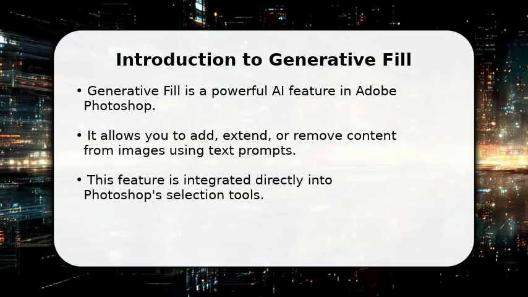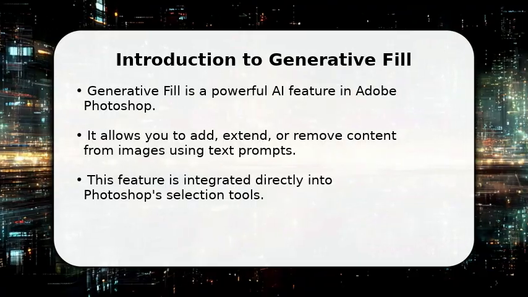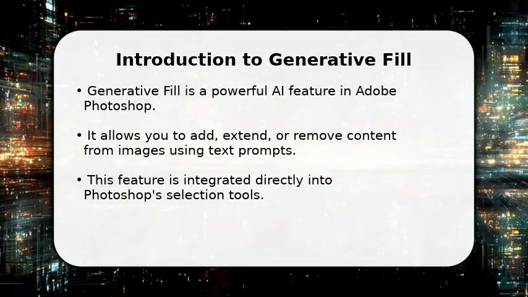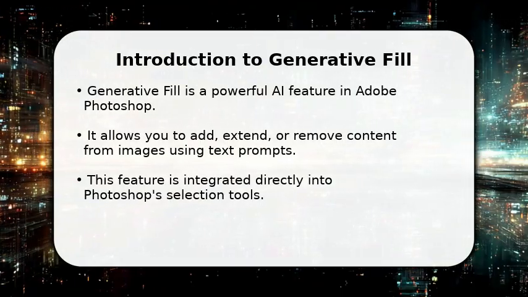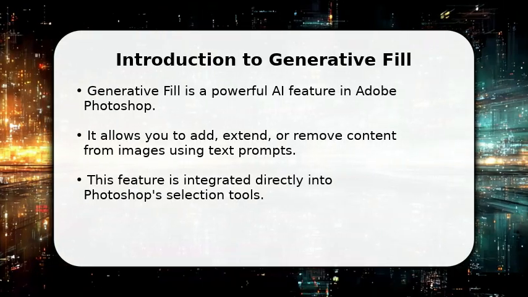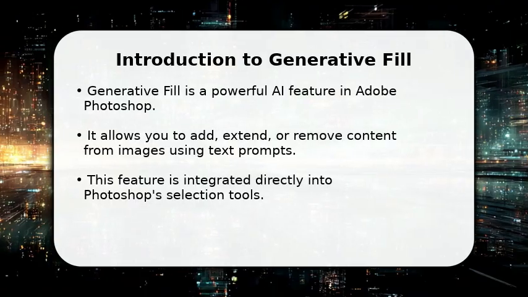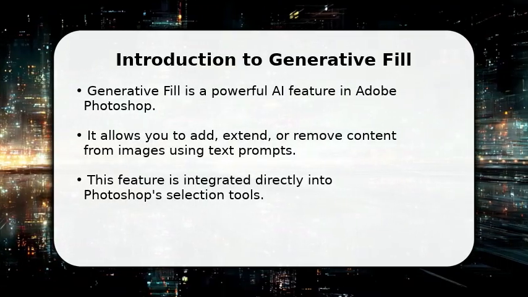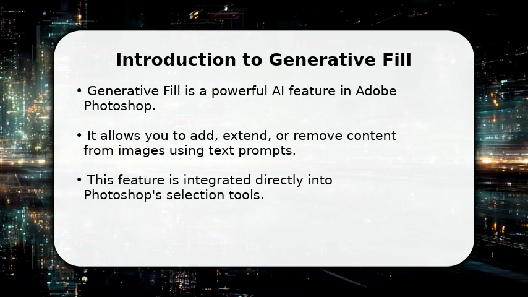In this video, I will explain how to use Adobe Generative Fill. To begin, open Adobe Photoshop and select an image. You'll find Generative Fill integrated into your selection tools. Simply make a selection using any tool like the lasso or marquee. Once your selection is active, a contextual taskbar will appear, offering the Generative Fill option. Click on it to activate the feature and prepare for AI-powered image manipulation.